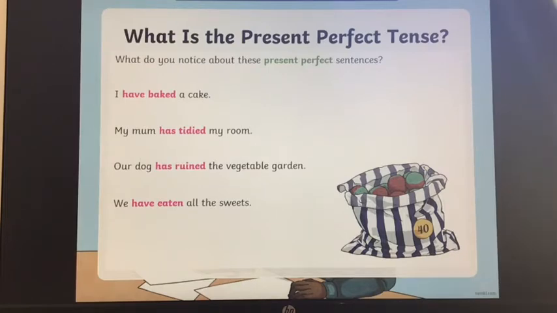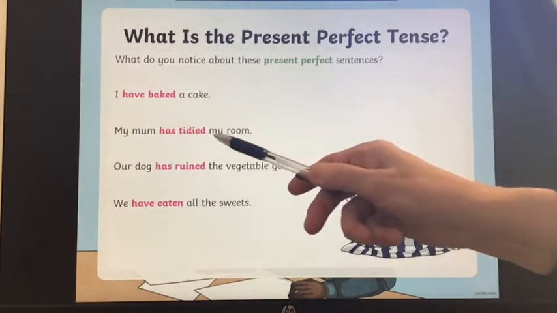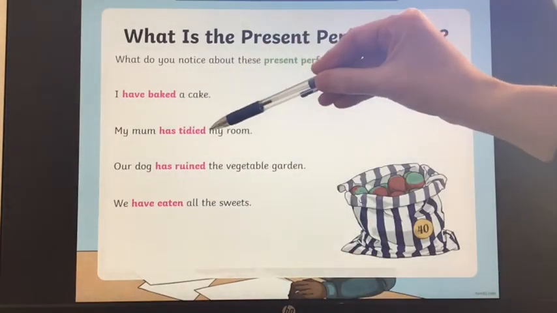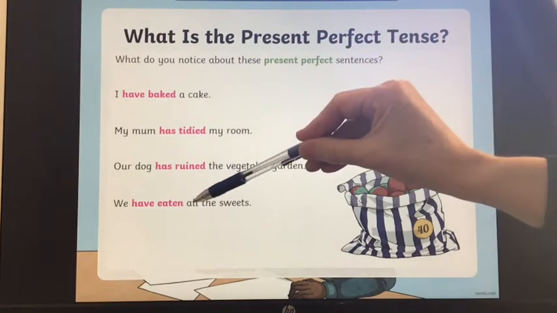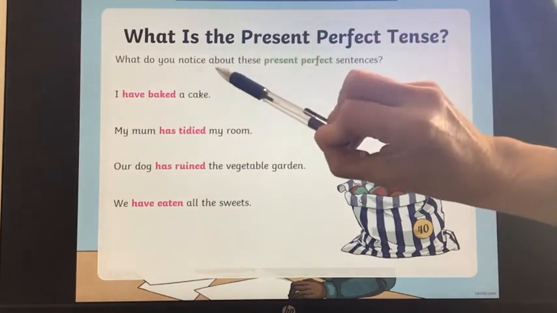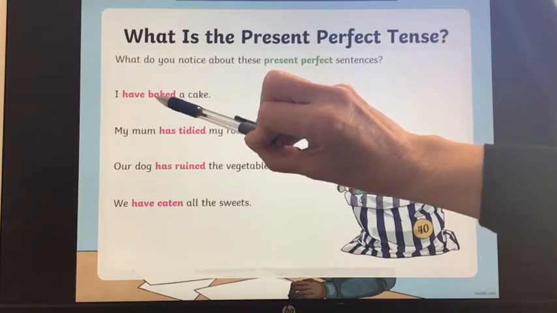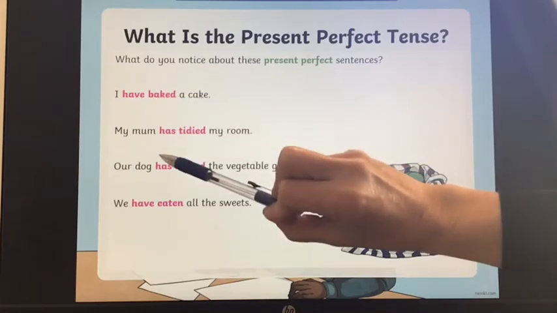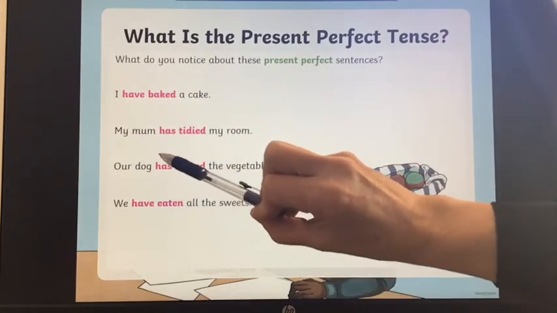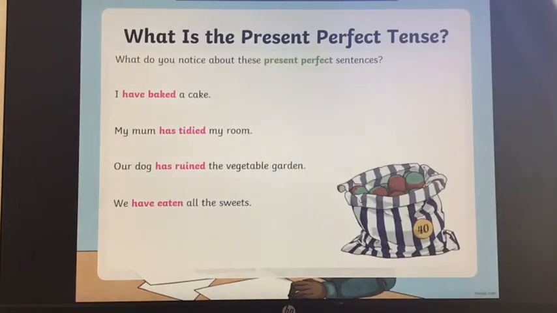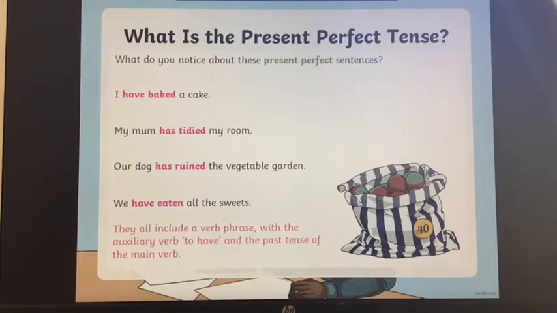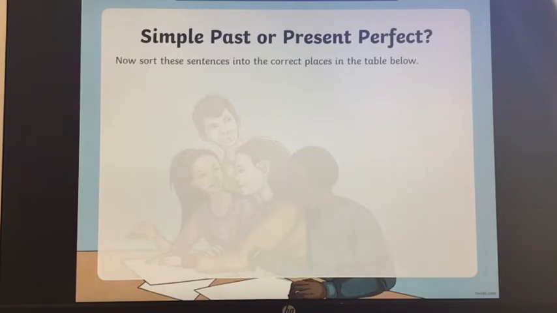Well, when we write in the present perfect, we've got 2 verbs here. We've got the past tense of the doing. So here someone baked a cake, tidied a room, ruined the vegetable garden and ate all the sweets. But to write it in the present perfect, we have to have the verb to have in front of that. I have baked. My mum has tidied. Our dog has ruined. We have eaten. The verb have here is called an auxiliary verb, and it needs to come before the past tense of the main verb. Have a little practice.